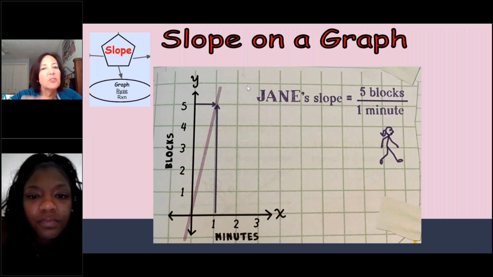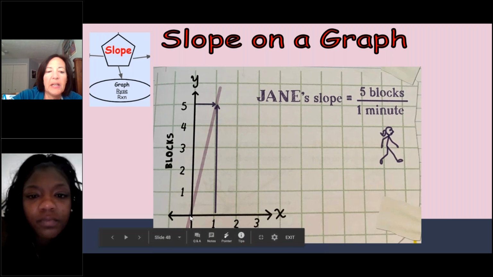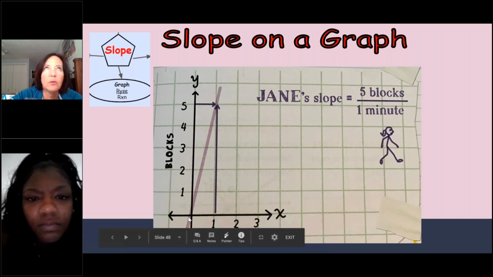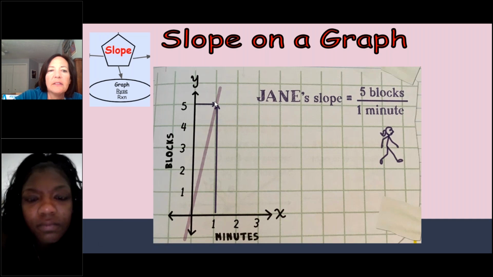Now Jane, she walks a little faster. She walks 5 blocks in 1 minute. So for her graph, we rise. We can only travel on the grid lines, only straight up and down or straight across. We're going to rise 5 boxes, 1, 2, 3, 4, 5, and we're going to run 1 box for a second point on her line.